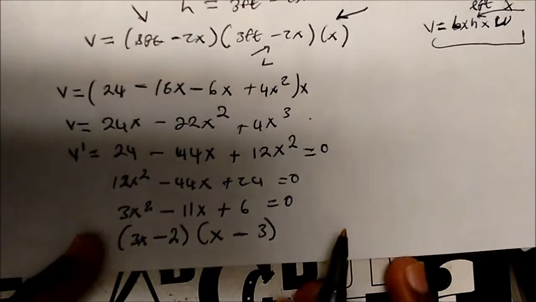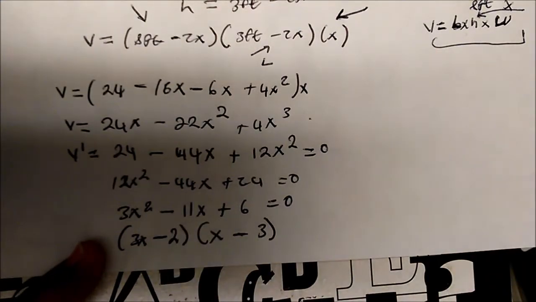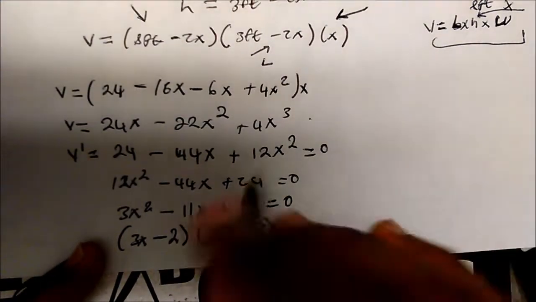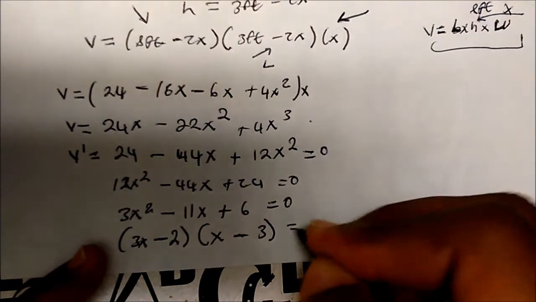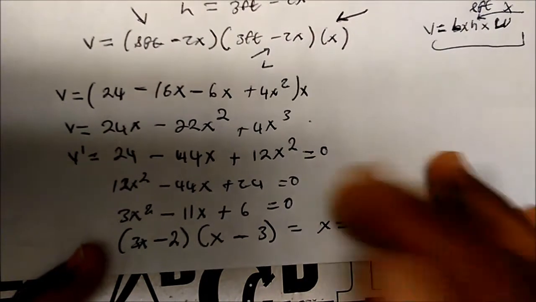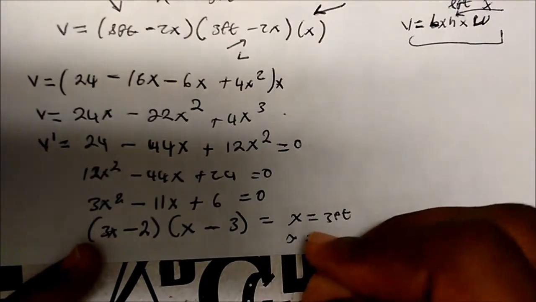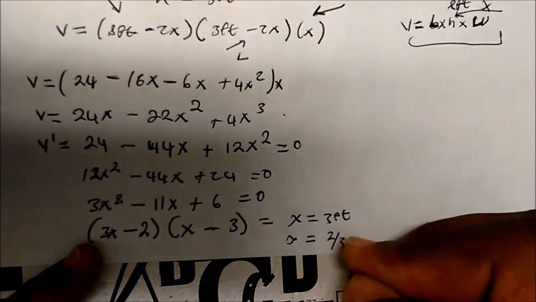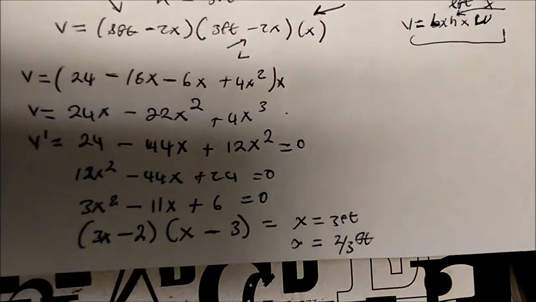So once we find a factor, and you could go ahead and factor this on your own. This is just basic math right here. Once you find your factors, you set that equal to 0, right? So you can see that x will be equal to 3 feet, right? And then x will be equal to 2/3 feet, right? Now, which one do we choose?